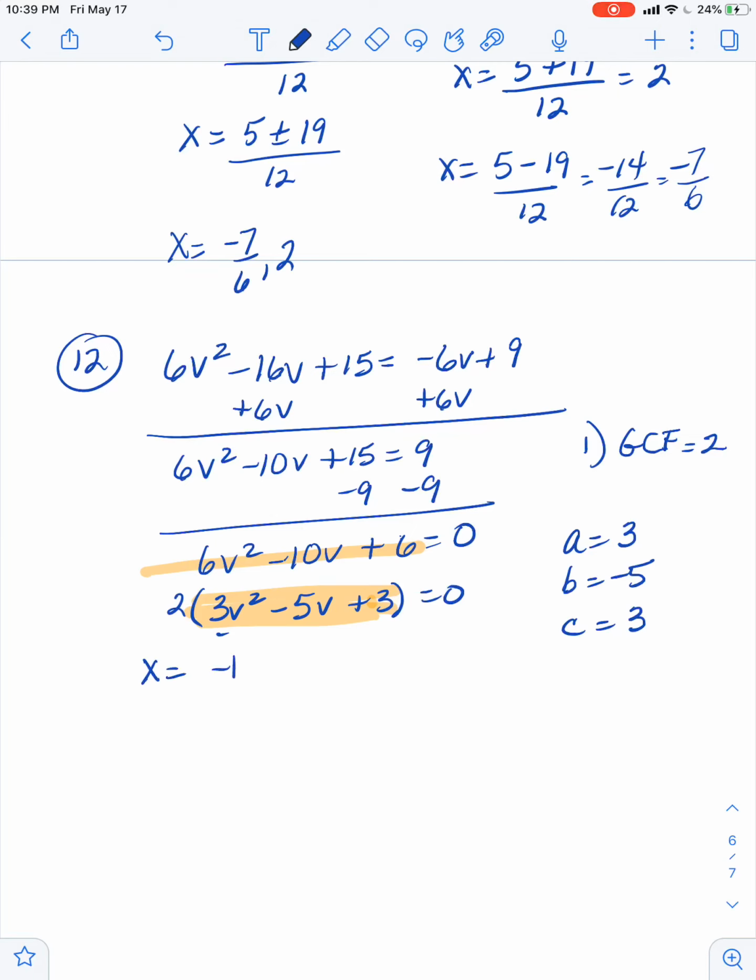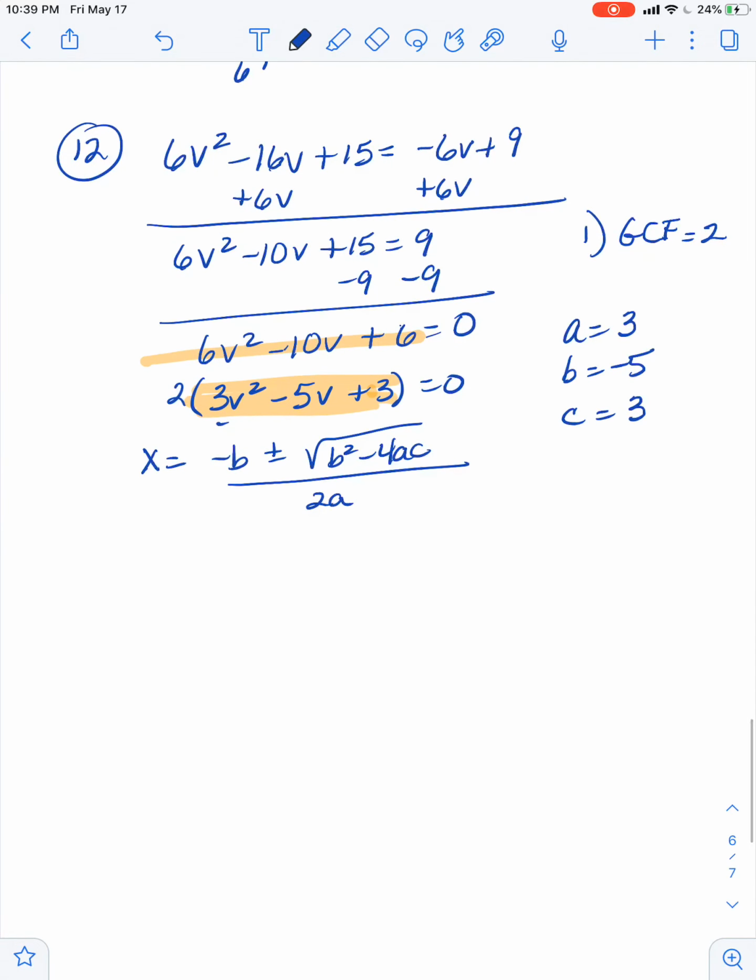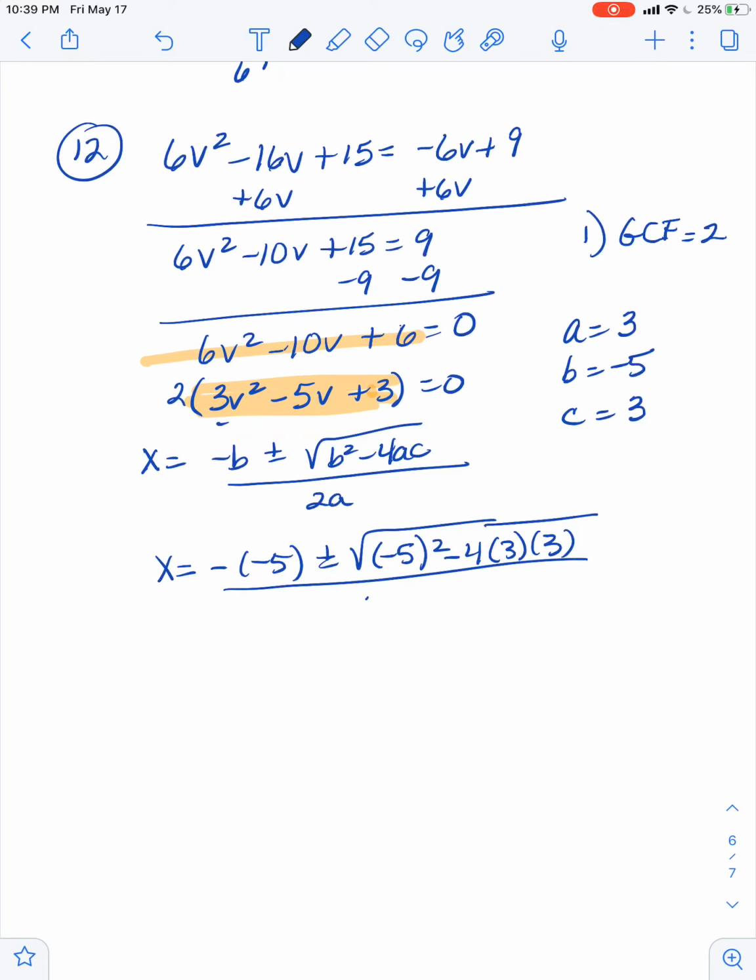Okay, here we go. X equals negative b plus or minus the square root of b squared minus 4ac over 2a. And I know some of you don't want to write that down every time, but the more you write it, the more you're going to remember it. So x equals the opposite of b plus or minus the square root of b squared minus 4 times a times c, all over 2 times a.